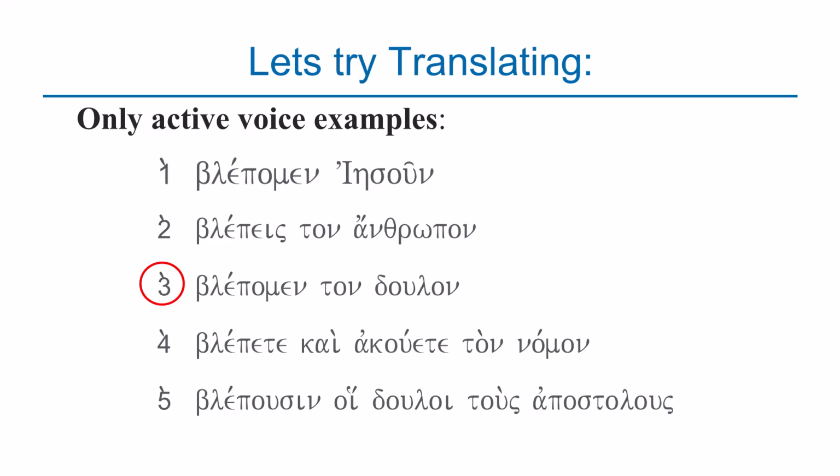Doulon is coming from the word doulos. Doulos means servant. Now, you can't translate without knowing the vocabulary. I want to repeat, you can't translate without knowing what words mean. So you need to know the vocabulary. Sentence number 3 has blepomen ton doulon, and doulon means servant. That omicron nu again is accusative when you check the paradigm for nouns. So blepomen ton doulon: we are seeing the servant.